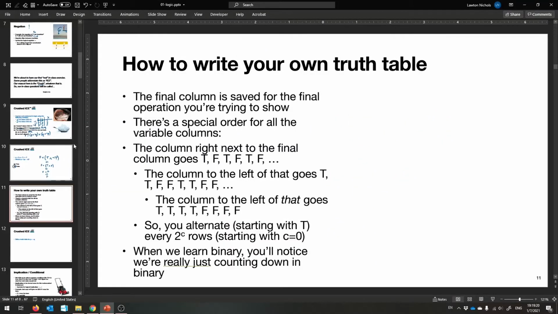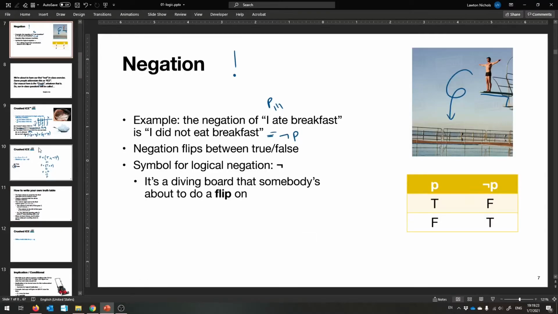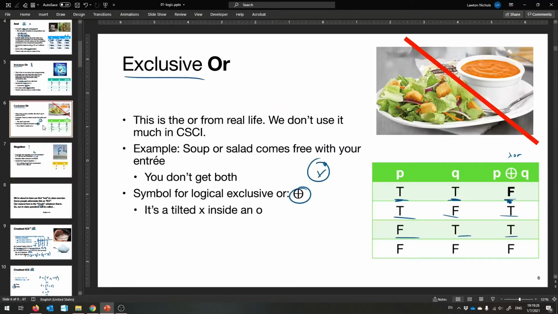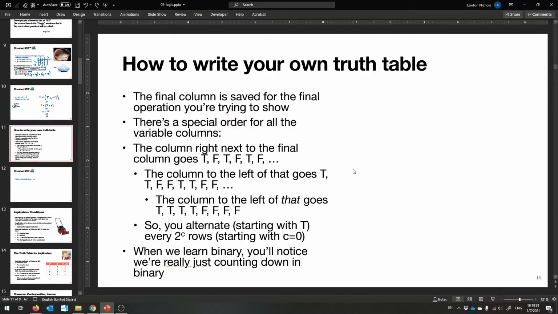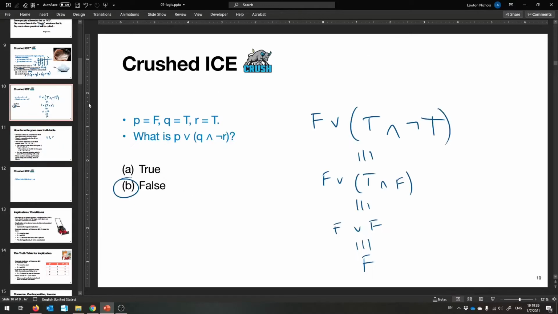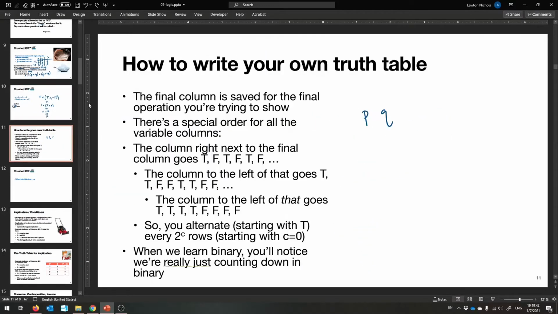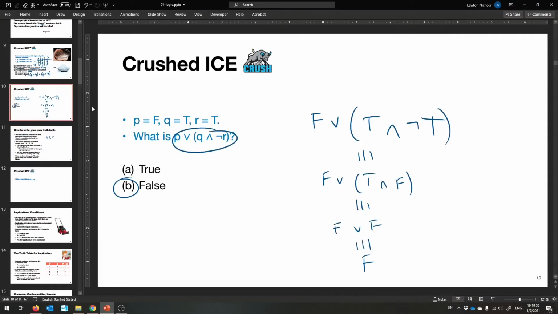You might be wondering, how in the world do you go about writing your own truth table when you have a very big, long thing? You have all the stuff on the previous slide, for example. So the idea is you first put all of your variables, P, Q, and R, for example. We'll do this one maybe. And then you put your work as you're doing it. Usually you save the final column for the final operation you're trying to show. So eventually we need to get to P or Q and not R.